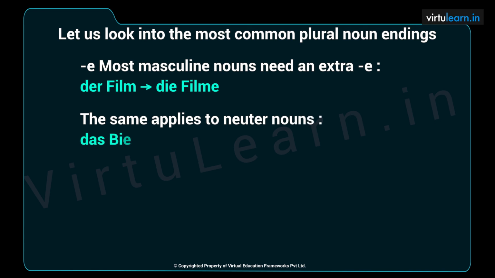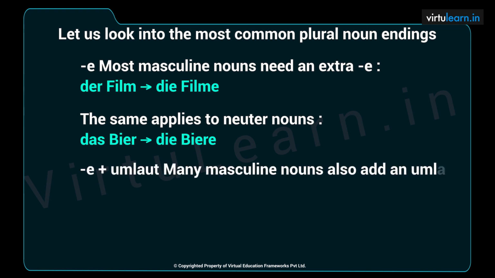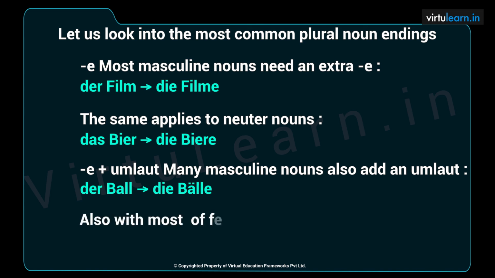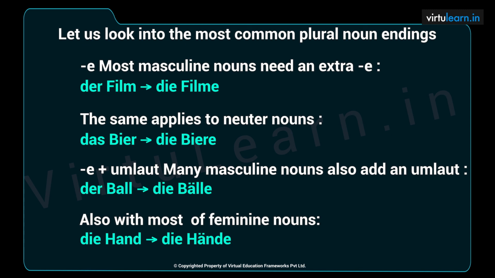Das Bier, die Biere. Many masculine nouns also add an umlaut apart from the E ending. That is, the vowel will take an umlaut. For example, der Ball, die Bälle. Also with most of the feminine nouns. Die Hand, die Hände.